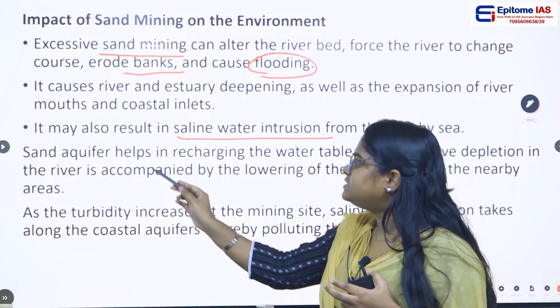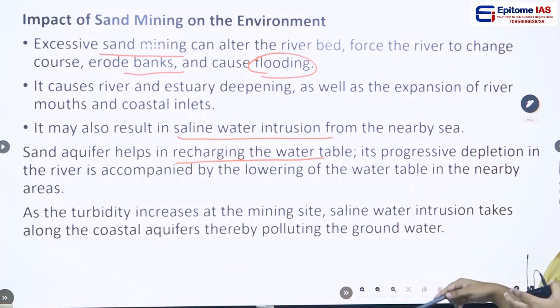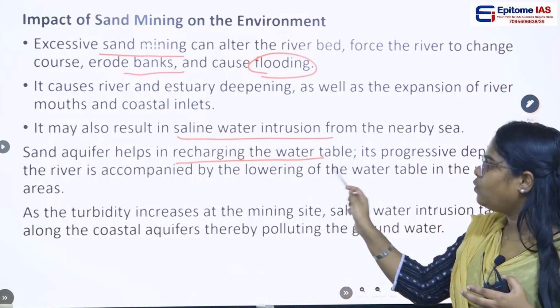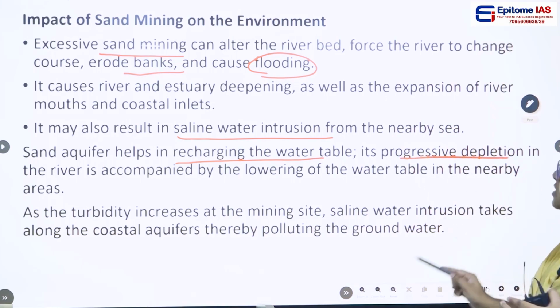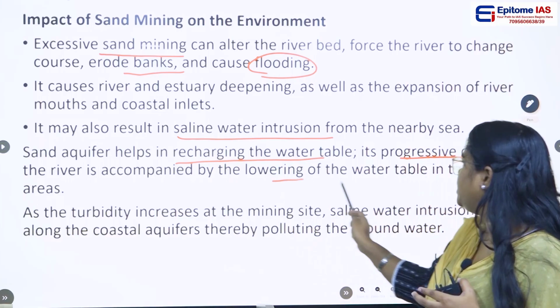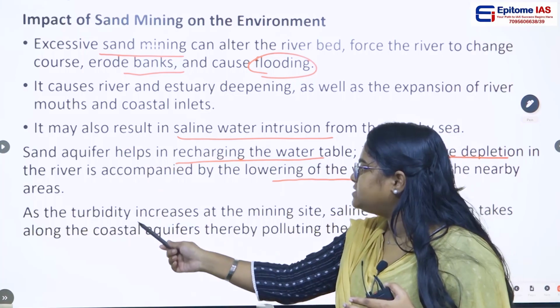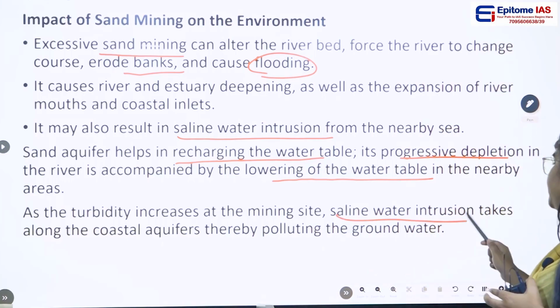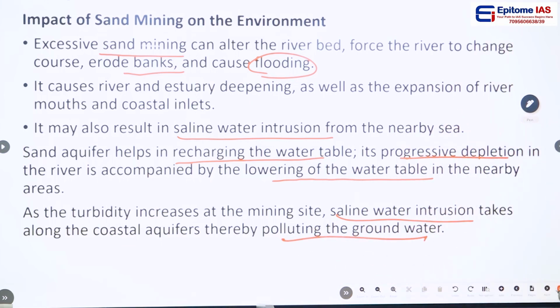Next point is that sand aquifers help in recharging the water table. As I already explained, these sand aquifers help in recharging the water table and maintaining the water table underground. But now what's happening? This progressive depletion in the river is accompanied by lowering of the water table in the nearby area. And next point is, as the turbidity increases at the mining site, saline water intrusion takes place along the coastal aquifers, thereby polluting the groundwater. We already explained this particular point.